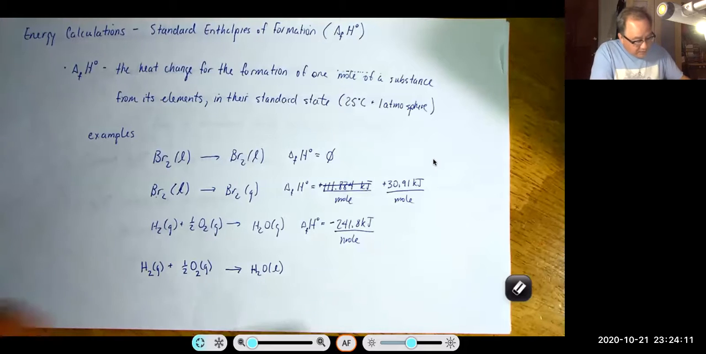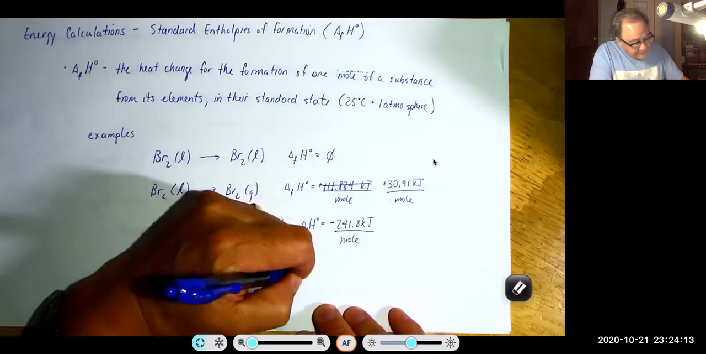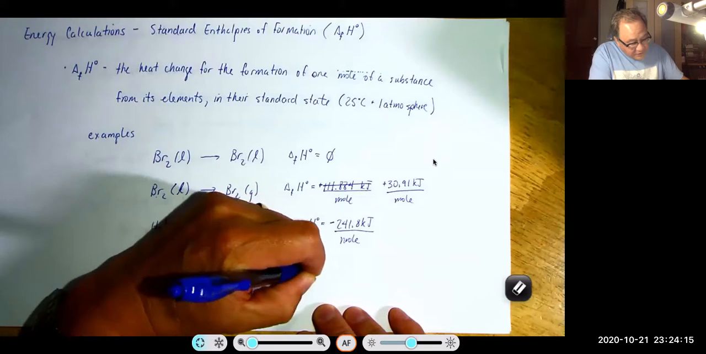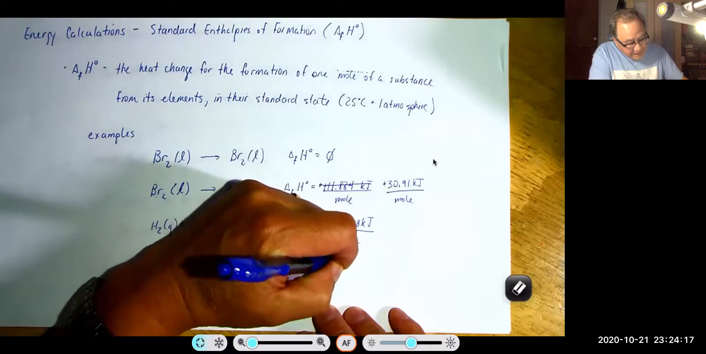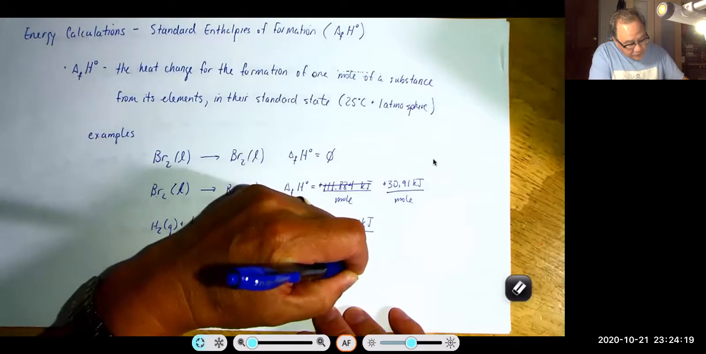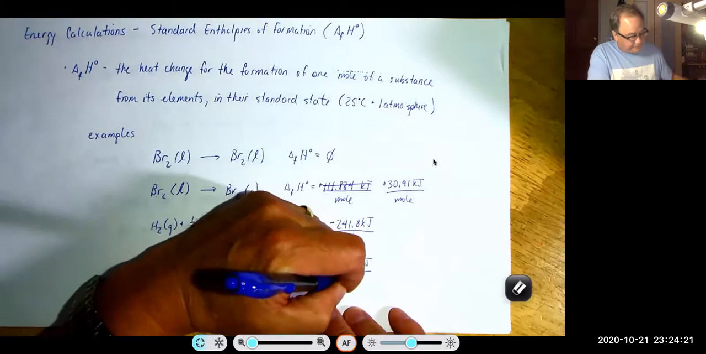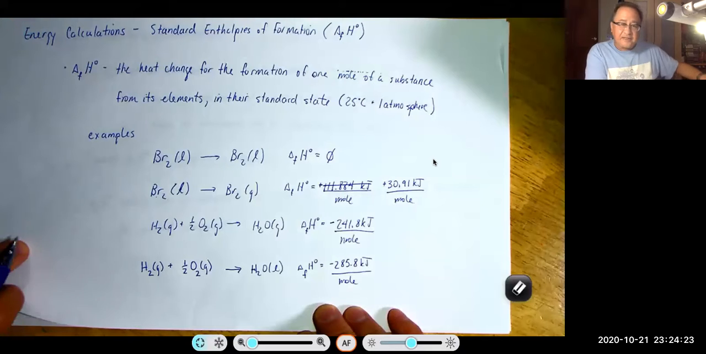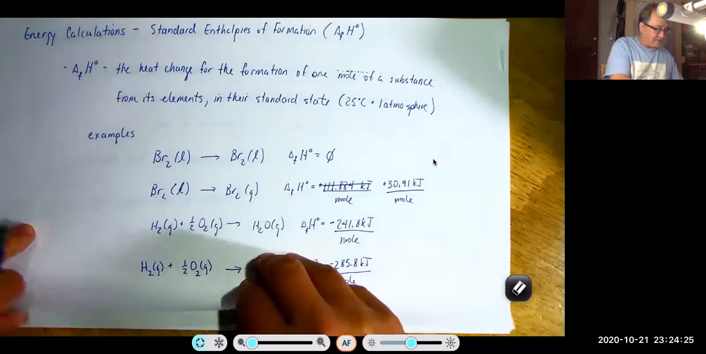Okay, and we look at the value for this, and we find out it's minus 285.8 kilojoules per mole. Okay, so that's how you write a standard enthalpy of formation reaction.